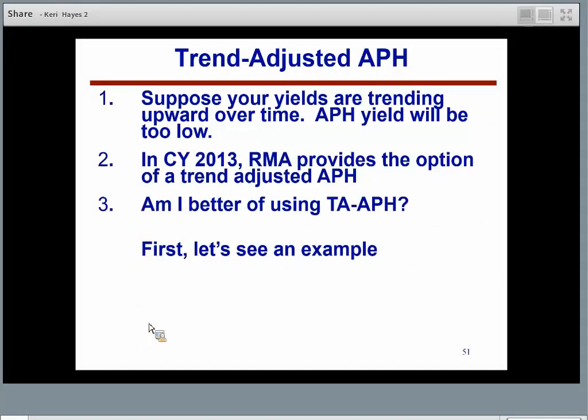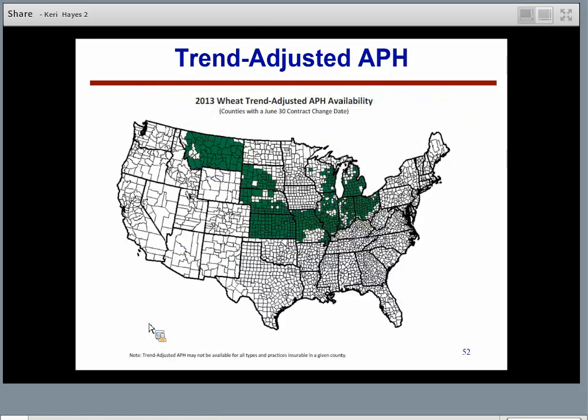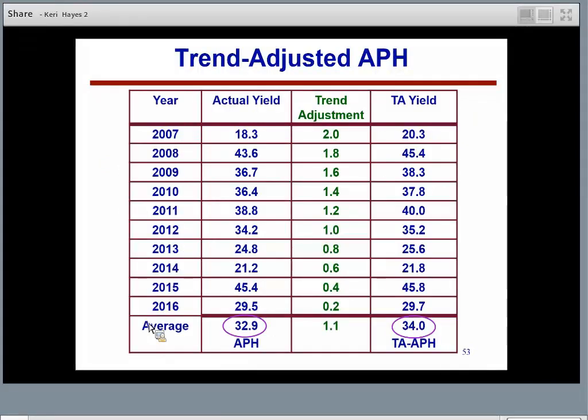A couple things to keep in mind here. I'll just mention quickly, trend adjusted APH is available really since 2013. It's been available in most Montana counties. It basically just allows you to get a higher yield guarantee. It assumes that there is a trend in these yields, and you'll see here in 2013 it was available in just about every Montana county. And the way it works is it just increases your yield. I don't need to go through these details, and your crop insurance agent can certainly help you with this.